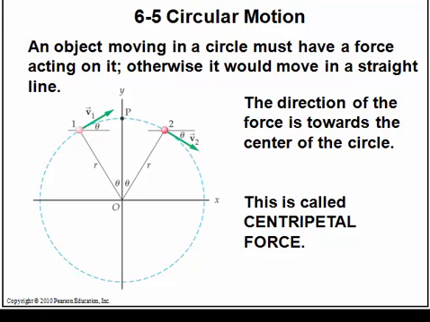Note, we sometimes mistakenly call this centrifugal force because we feel pushed outward. That feeling is really your sensation due to your inertia, or tendency to travel in a straight line.